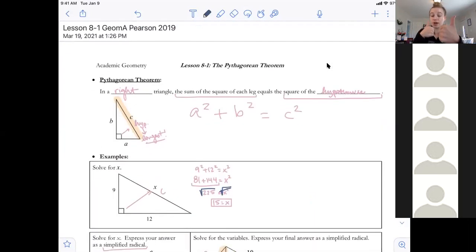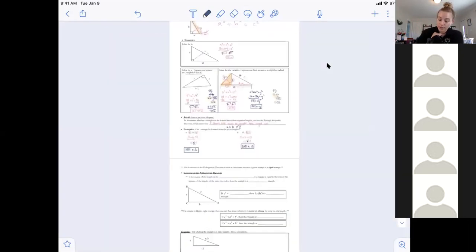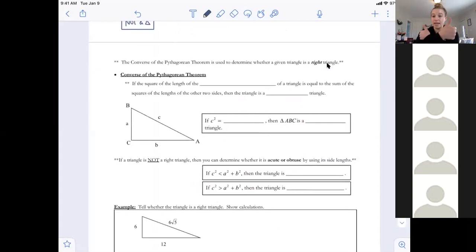It's in a right triangle. So if it's a right triangle, then a squared plus b squared equals c squared. That is the statement. If it's a right triangle, then this statement is true: a squared plus b squared equals c squared. When we do the converse, it means that we're going to say if a squared plus b squared equals c squared, then it's a right triangle.